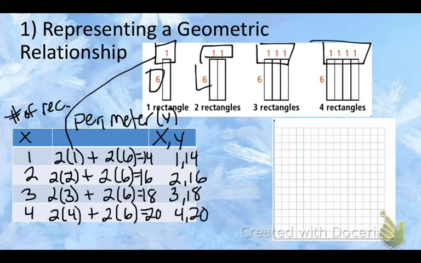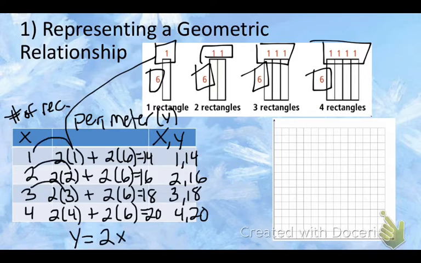And the 6 does not change. The 6 is the same no matter what. So this is me showing that relationship in a table. So at this point, I should be able to say that my equation, in order for me to find the perimeter, which is y, I am taking 2 times my x value. You'll notice that the x value is the same being plugged in there, plus 2 times that 6. That is never changing because that measurement of my rectangle is the same throughout. So I've got y equals 2x plus 2 times 6, or y equals 2x plus 12.